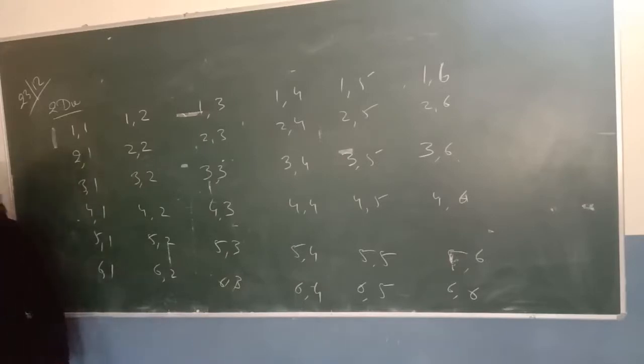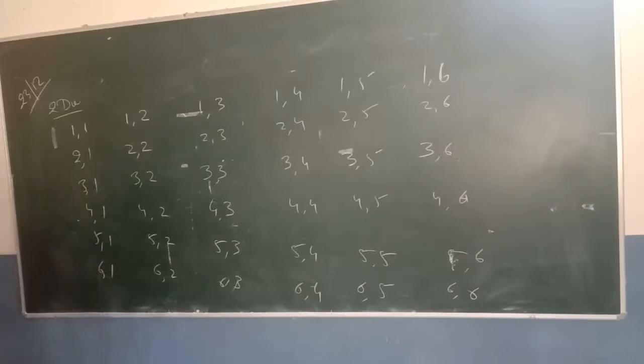Find the probability of getting the sum of 9 on both the dice. If you are throwing 2 dice simultaneously, find the probability of getting the sum of 9 on both the dice. With the help of this chart, you can find the answers. Sum of 9. What are the outcomes? The total outcomes is 36. Sum of 9, 4 upon 36.